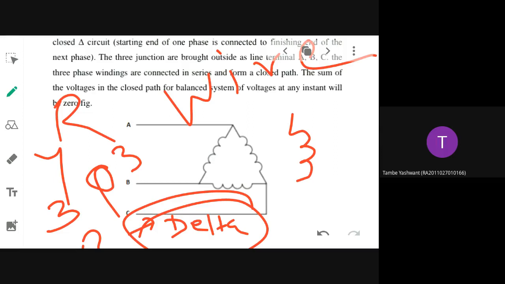What I am trying to tell is the output that you are getting now, the voltages.